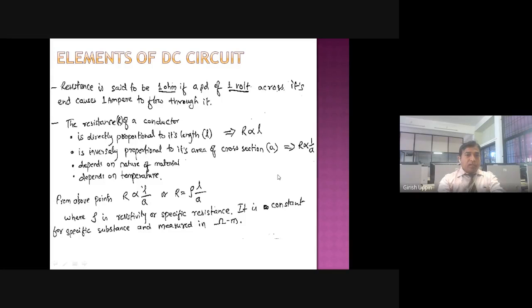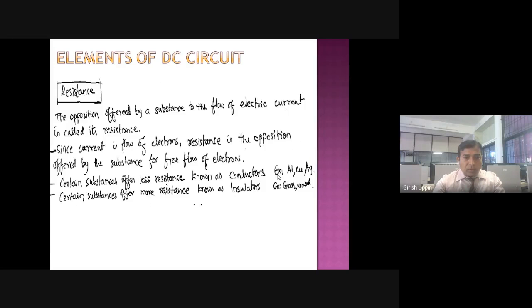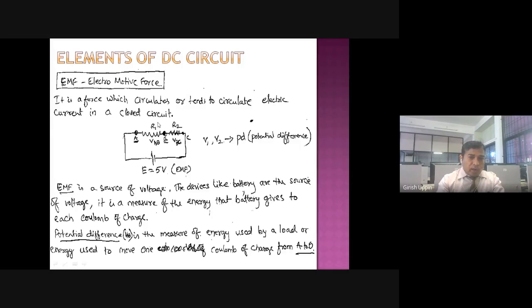Okay. The resistance is said to be 1 ohm if a potential difference of 1 volt across its ends causes 1 ampere to flow through it. If the resistance is 1 ohm, I can call this resistance 1 ohm if I apply a potential difference of 1 volt, meaning VAB is equal to 1 volt, and it makes 1 ampere of current flow. Then I would say this resistance is 1 ohm.